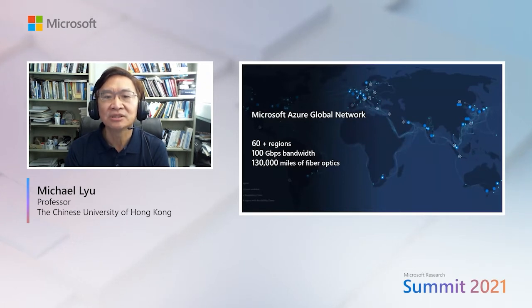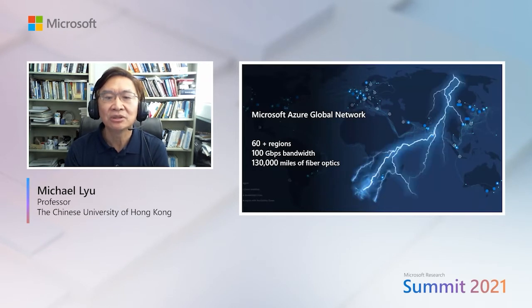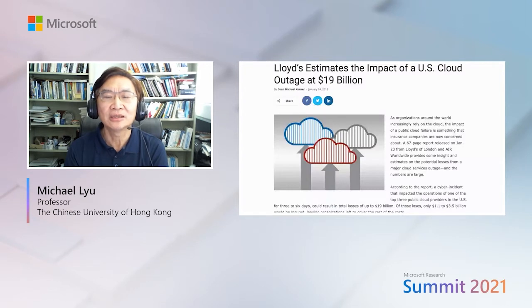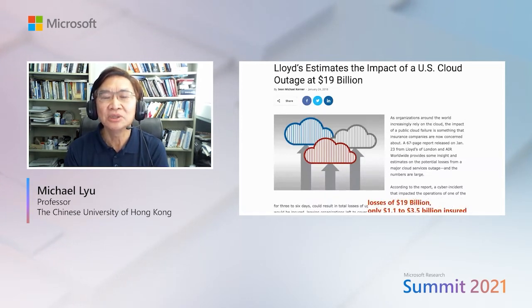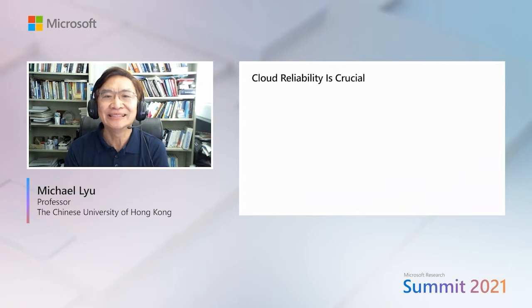Because many services are supported by the data centers, if an outage occurs, a large range of users might be affected. For example, according to Lloyd's report, a major failure that brings cloud outage for 3 to 6 days could result in a total failure loss of 19 billion revenue, most of which will not be covered by the insurance. To this end, cloud resilience is very crucial.